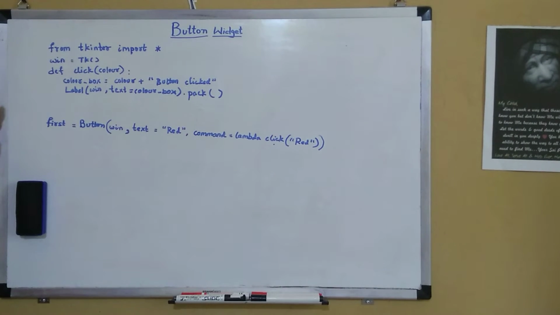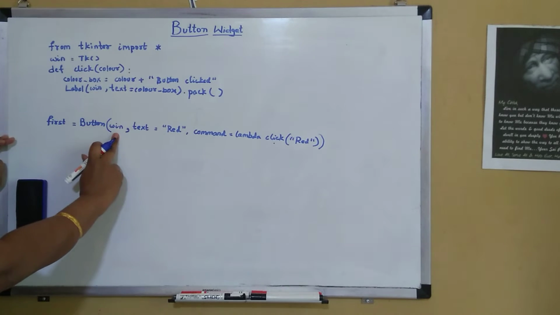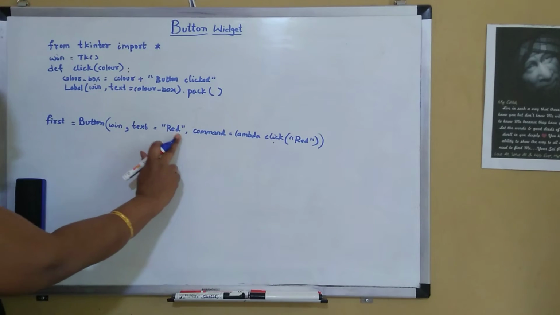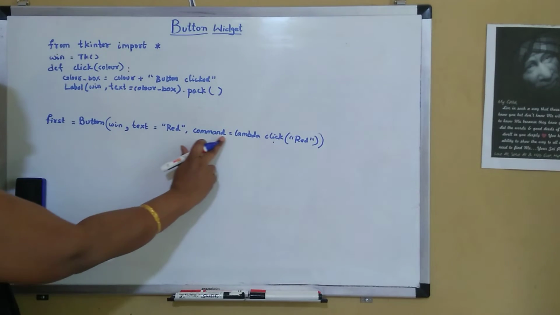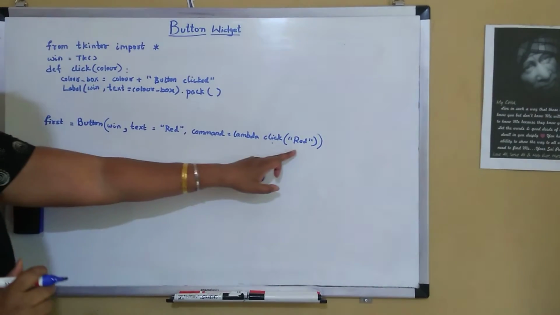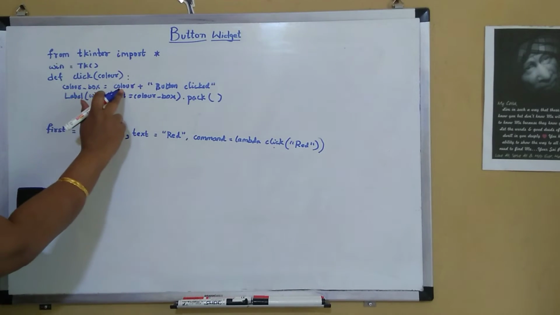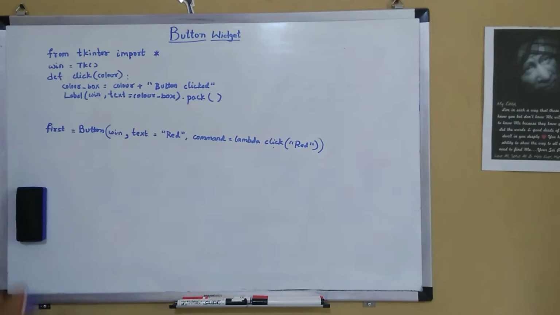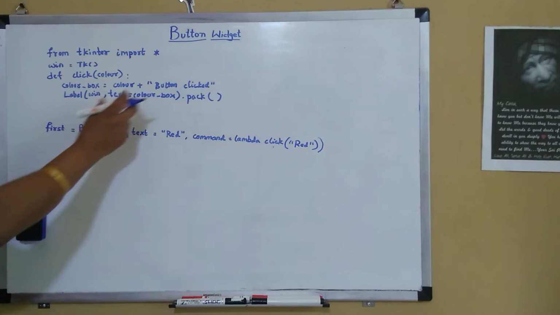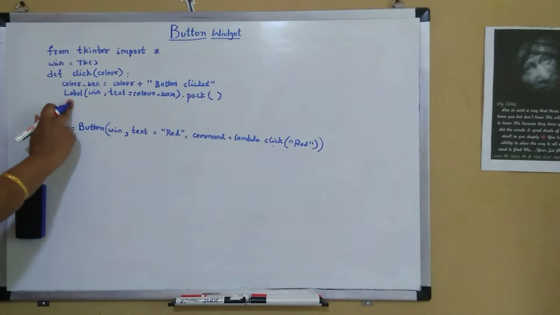So here I am creating my first button, placing it in the main window. The text for the button is red, and when the button gets clicked, it will call the click function and pass red as the parameter. So color_box will have red button clicked. So it gives a message, red button clicked, and that message will be placed as a text in the label widget.